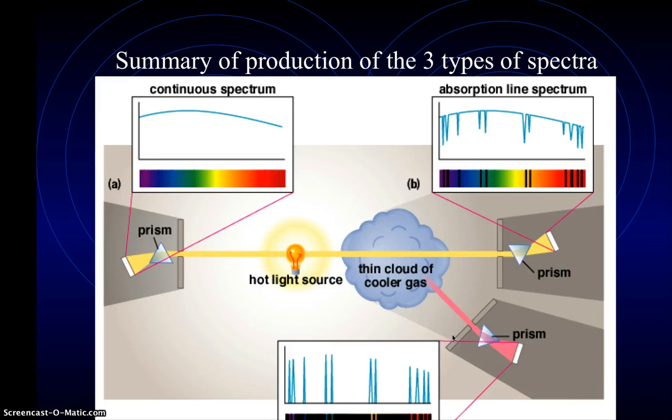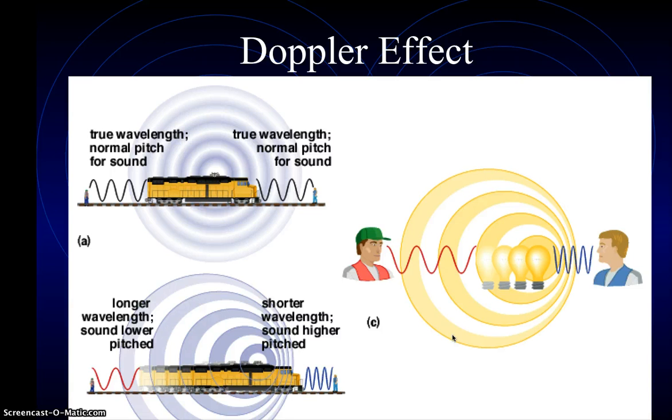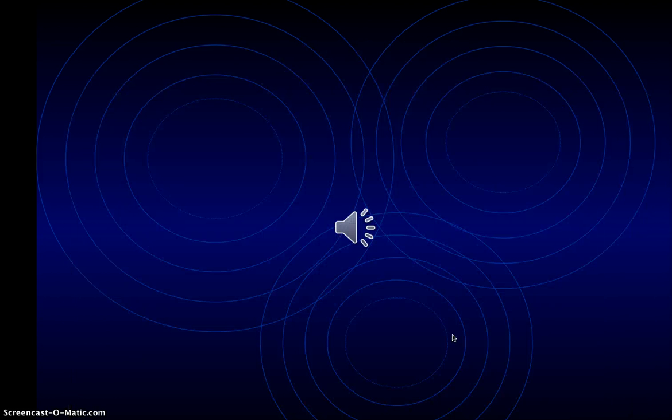This summary of three types of spectra was covered in another video, so I'm not going to explain it again. The Doppler effect, finally, is the effect that we hear. Usually we're familiar with it for sound, of how the pitch of something changes as an object approaches or goes away from us. I'm going to go back to this slide and see if this works.